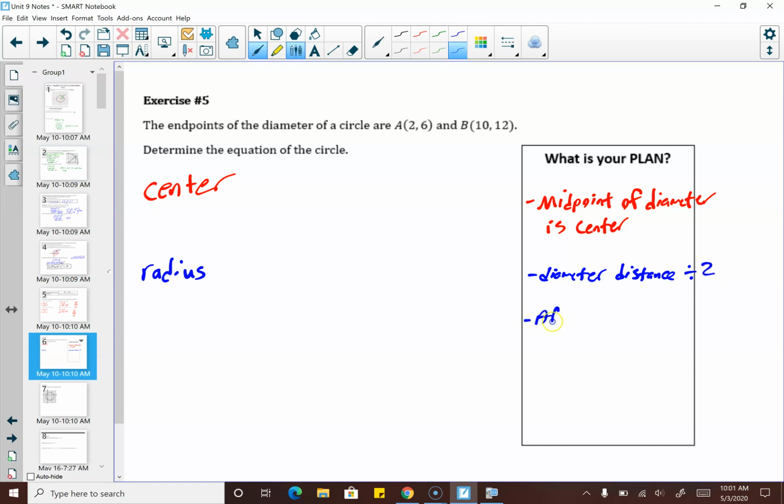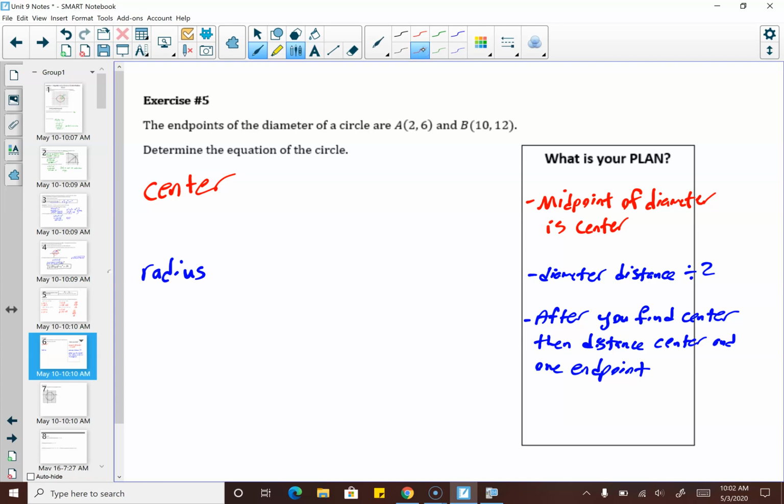Or after you get the center, so after you do your midpoint to find the center, then find the distance between the center and one endpoint. And you can pick whichever one you would like. Once you find your center, the distance between that center point and one of those endpoints, A or B, would be your radius. It's kind of up to you. You have to do a distance formula either way.